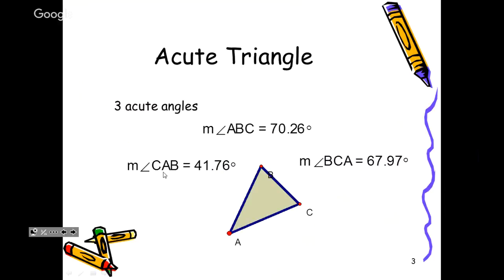All right. Now, by angles. That was by sides. By angles, we have acute triangles: three acute angles, so all my angles are acute. I give you an example here of triangle ABC. We see that the three angles, CAB, ABC, and BCA, are all acute angles. These are the actual measures of these angles. We see they're all less than 90. Therefore, acute. All acute angles, acute triangle.